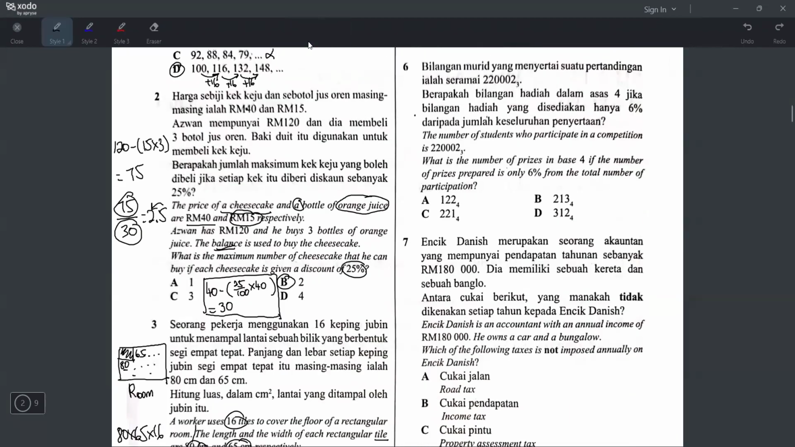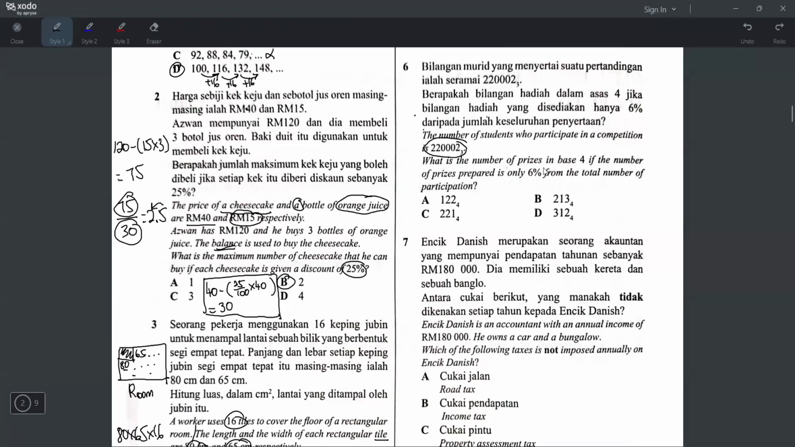Okay, let's do number 6. What is the number of price in base 4 if the number of price prepared is only 6% from the total number of participation? Oh, I forgot to read the first line. The number of students who participate in the competition is 220002 base 3. So this is also a number bases question lah, from chapter 4, Asas nombor. Okay, the total number of students who participate in the competition is this one. But it's in base 3.